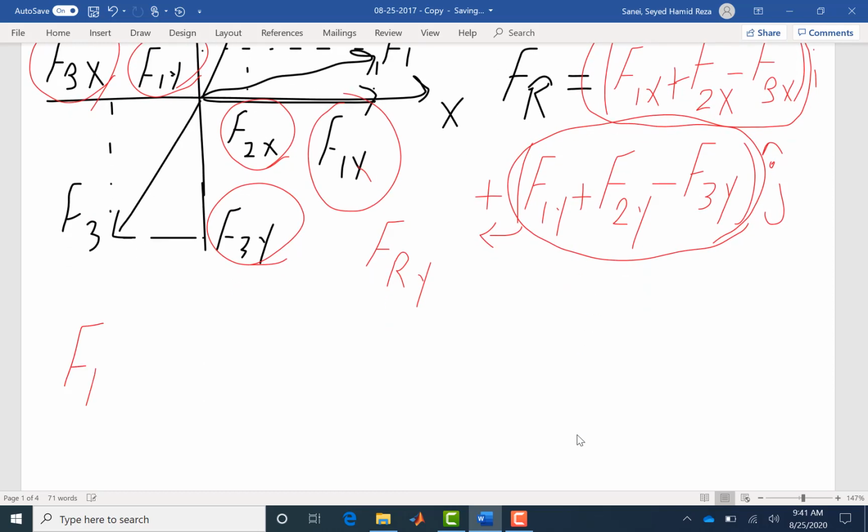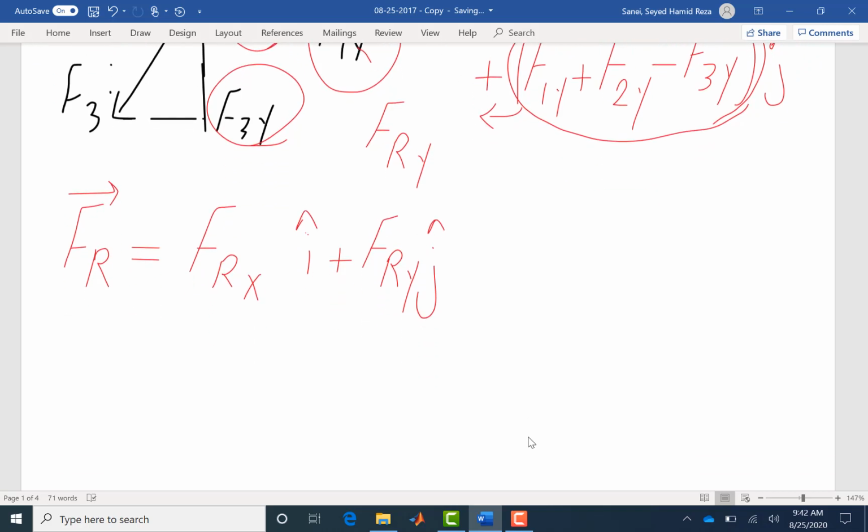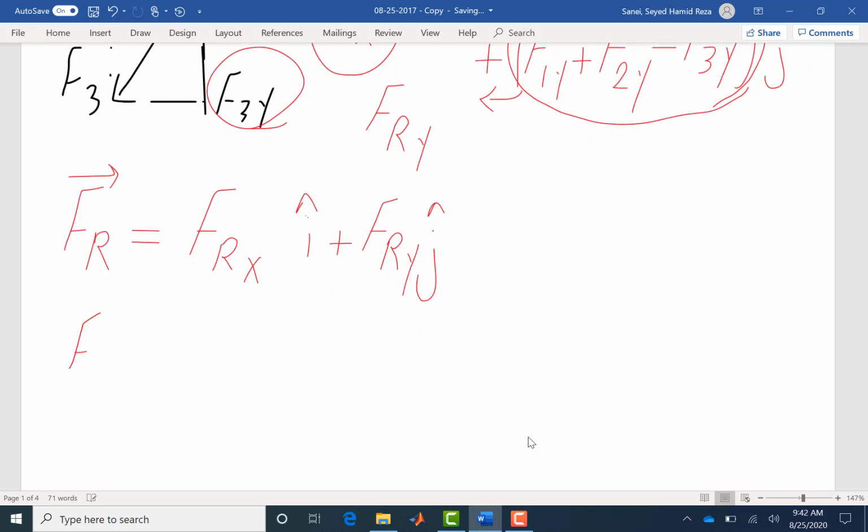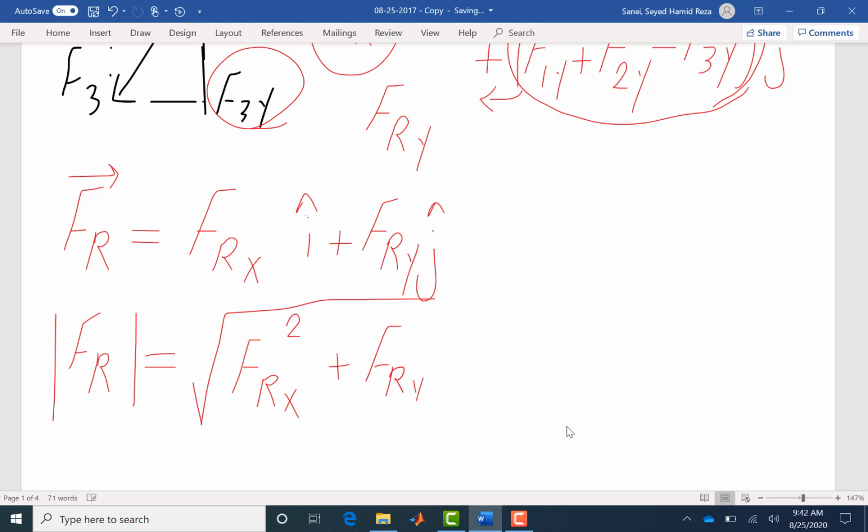So the resultant force, now I can write it in Cartesian form: FRx i plus FRy j. So I have two components, and I can find a magnitude and the angle from these. What would be the magnitude of FR if I have the components? The two components are perpendicular to each other, so we can use the Pythagorean theorem to find the magnitude: the square root of the first component squared plus the second component squared.